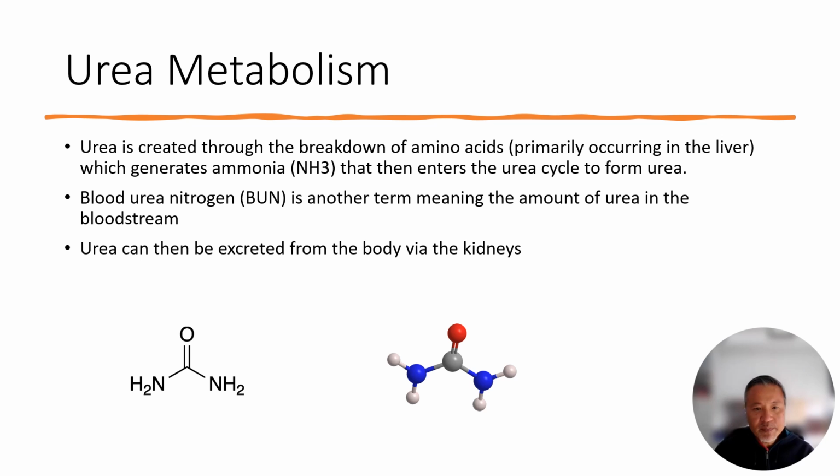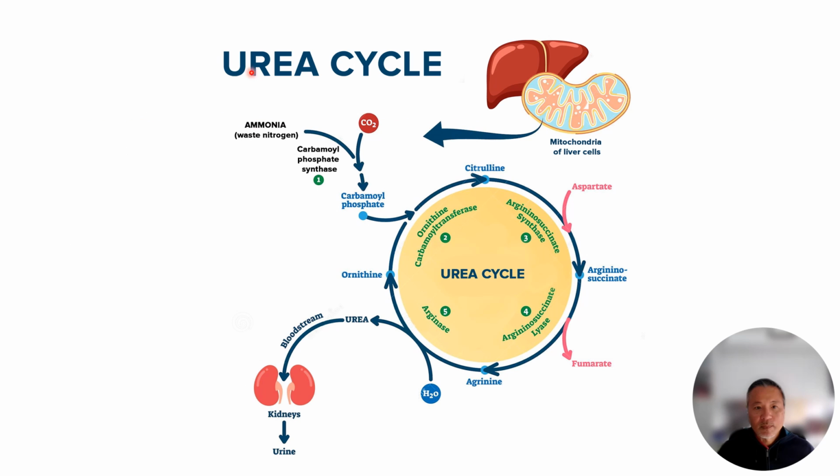Urea that is generated by the liver is then excreted from the body by the kidneys. So this is the ammonia that is generated by the degradation of amino acids in your liver, which then enter your urea cycle, leading to generation of urea molecules that enter the bloodstream and are subsequently excreted from your body by your kidneys in your urine.